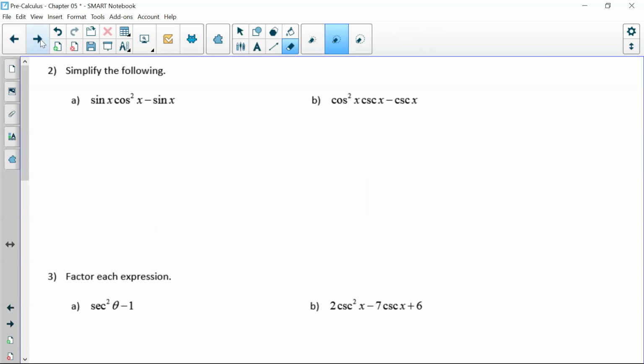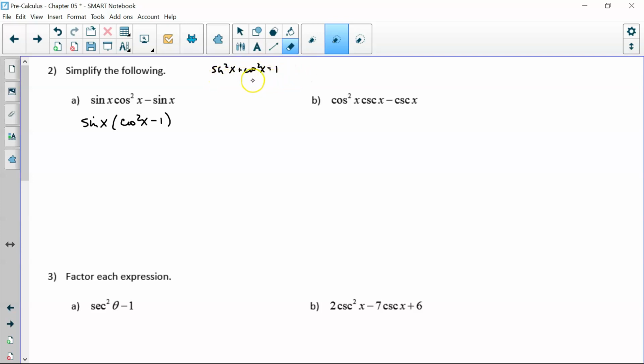So what we're going to do is look at this, and we can see we have a common factor of the sine of x. So I'm going to factor out the sine of x. When I do that, I'm left with cosine squared x minus 1. Now that cosine squared and then the 1 look familiar. If we think back to the previous page, our Pythagorean identities: sine squared x plus cosine squared x equals 1.